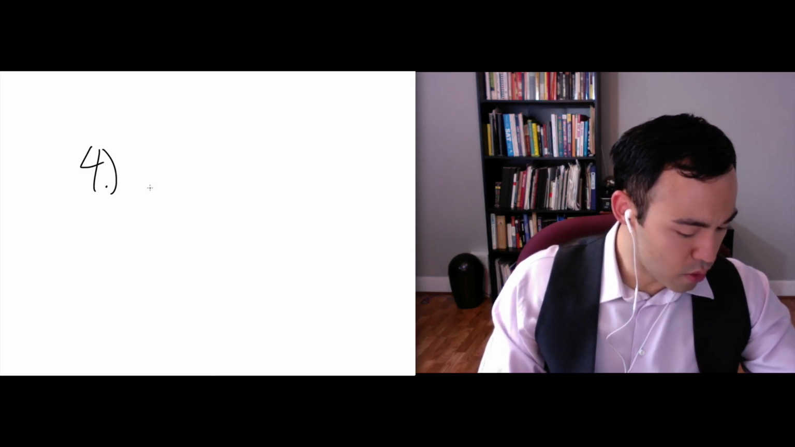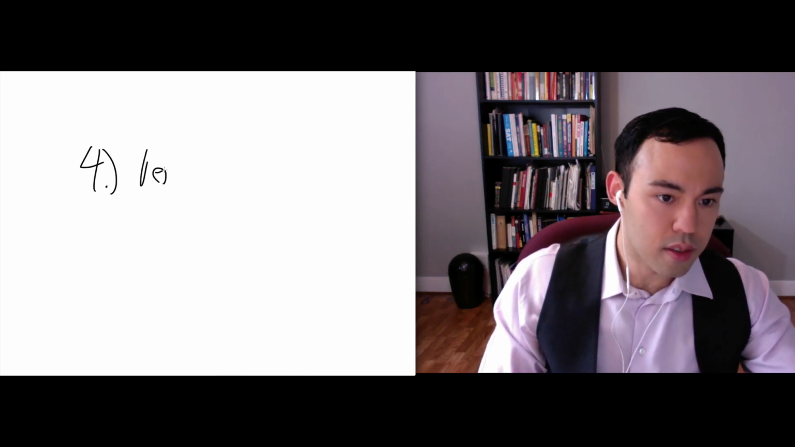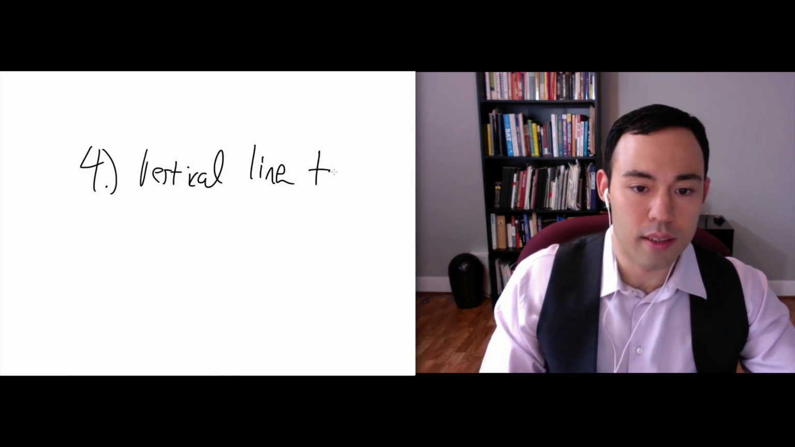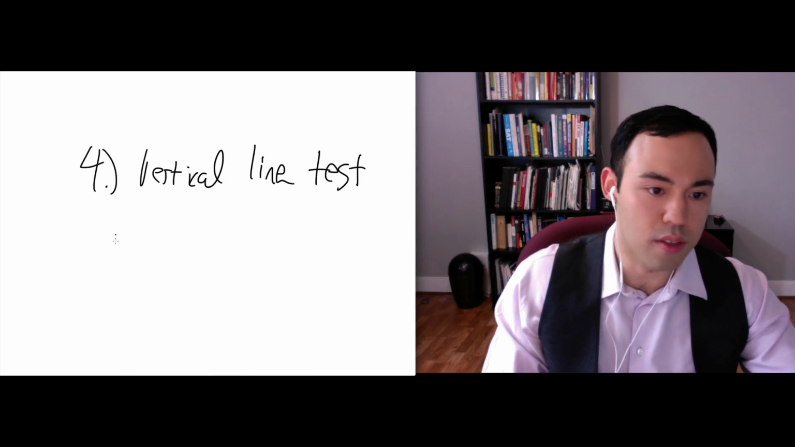So number 4, no 2 points on the graph have the same x-coordinate. And then they show us 5 graphs here, and this is a disguised way of testing the vertical line test, testing whether or not you know this concept.